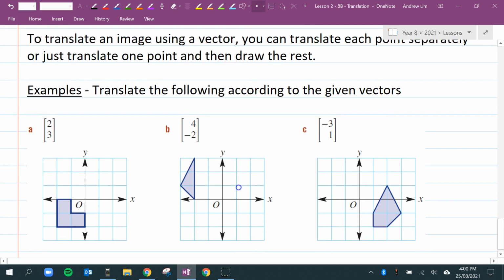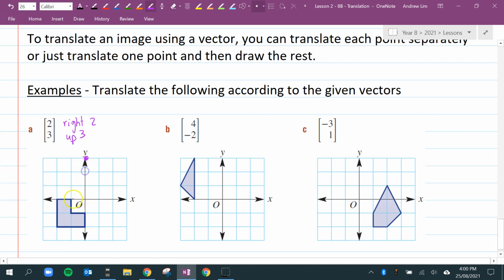So part A, I'm going to translate each point separately. So the first thing I'm going to do is write what this vector means. I know it means right 2, and then up 3. So I'm going to take this point. It's going to go right 2 and then up 3 over here.